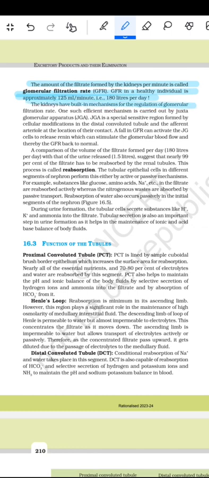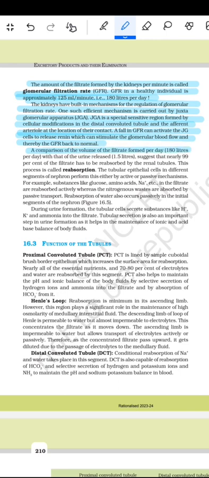The kidneys have an inbuilt mechanism for the regulation of the glomerular filtration rate. One such efficient mechanism is carried out by the juxtaglomerular apparatus, JGA. JGA is a special sensitive region formed by the cellular modification in the distal convoluted tubule and the afferent arteriole at the location of their contact. A fall in the GFR can activate the JG cells to release renin, which can stimulate the glomerular blood flow and thereby bring the GFR back to normal.